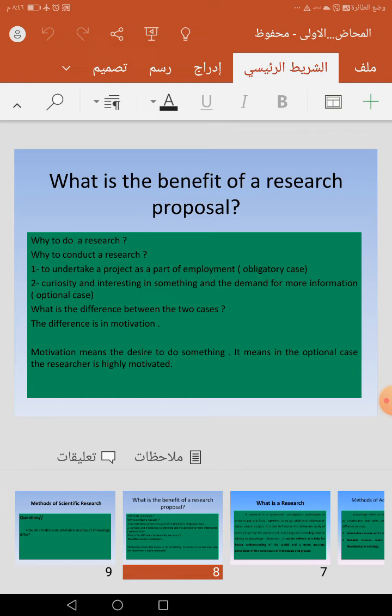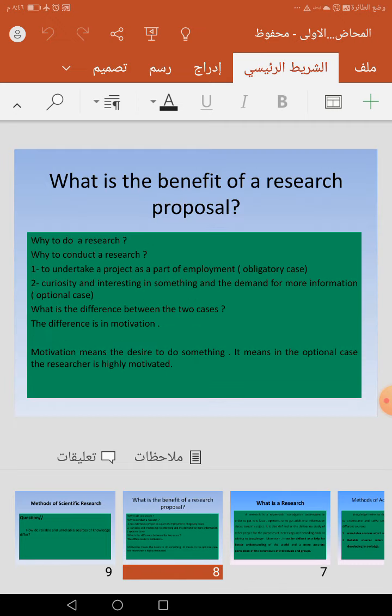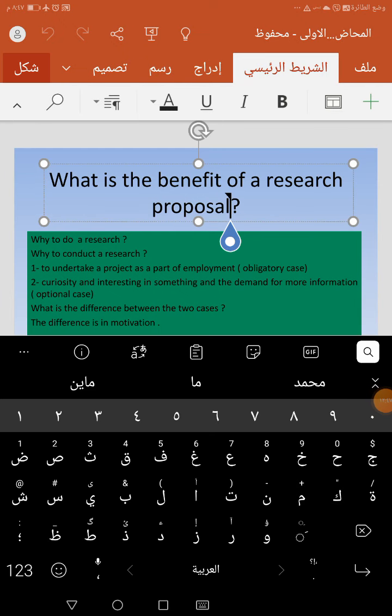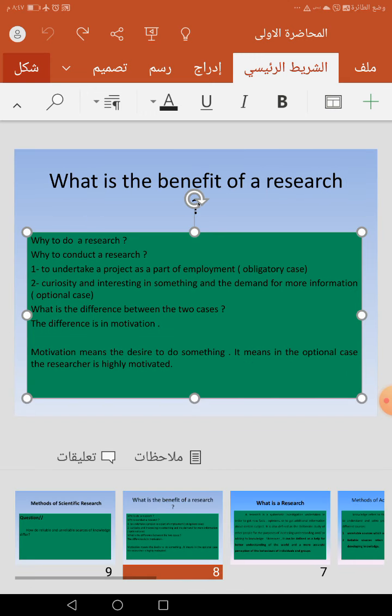What is the benefit of a research proposal? I'm sorry. What is the benefit of a research? Eliminate proposal. Okay, eliminate. What is the benefit of a research?